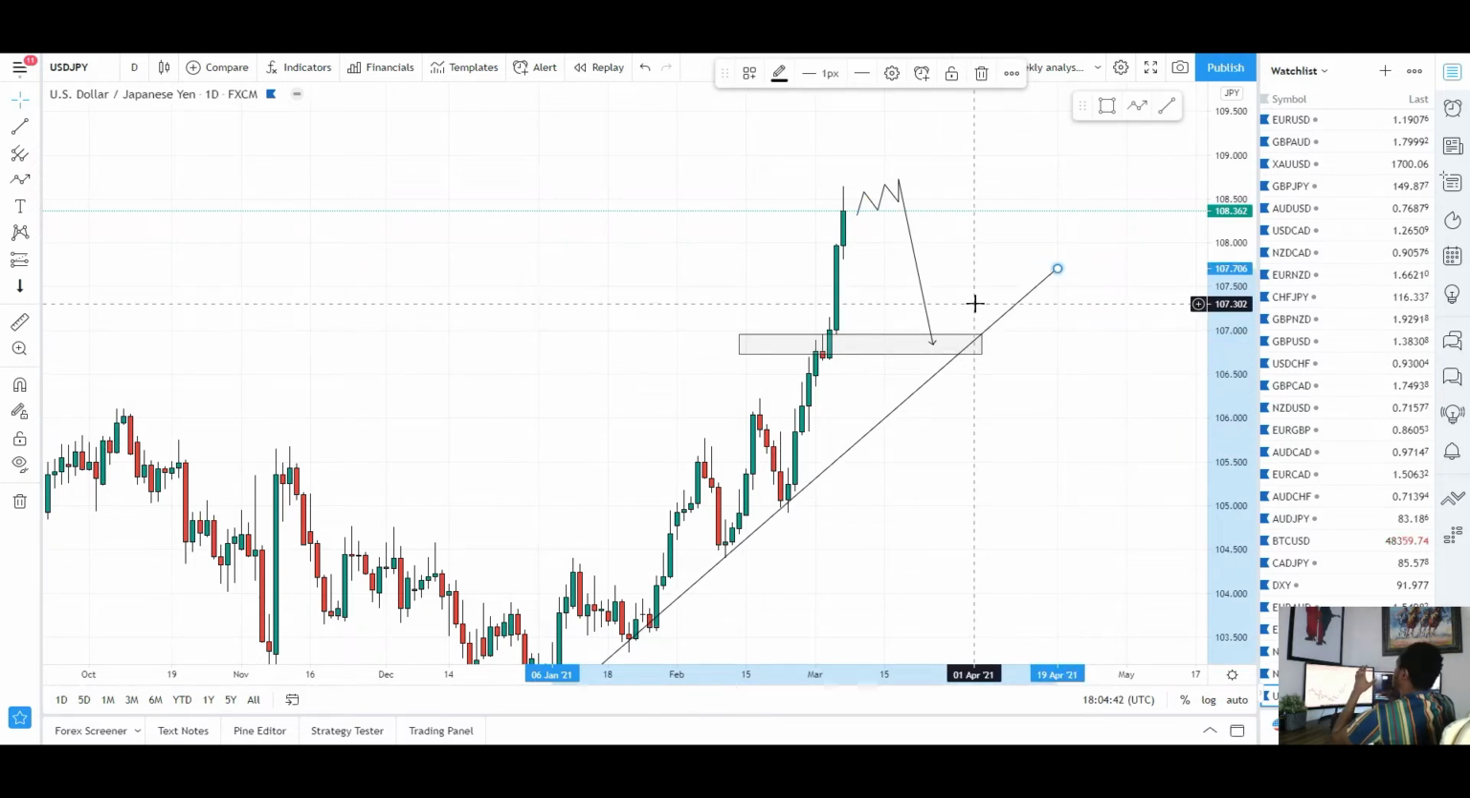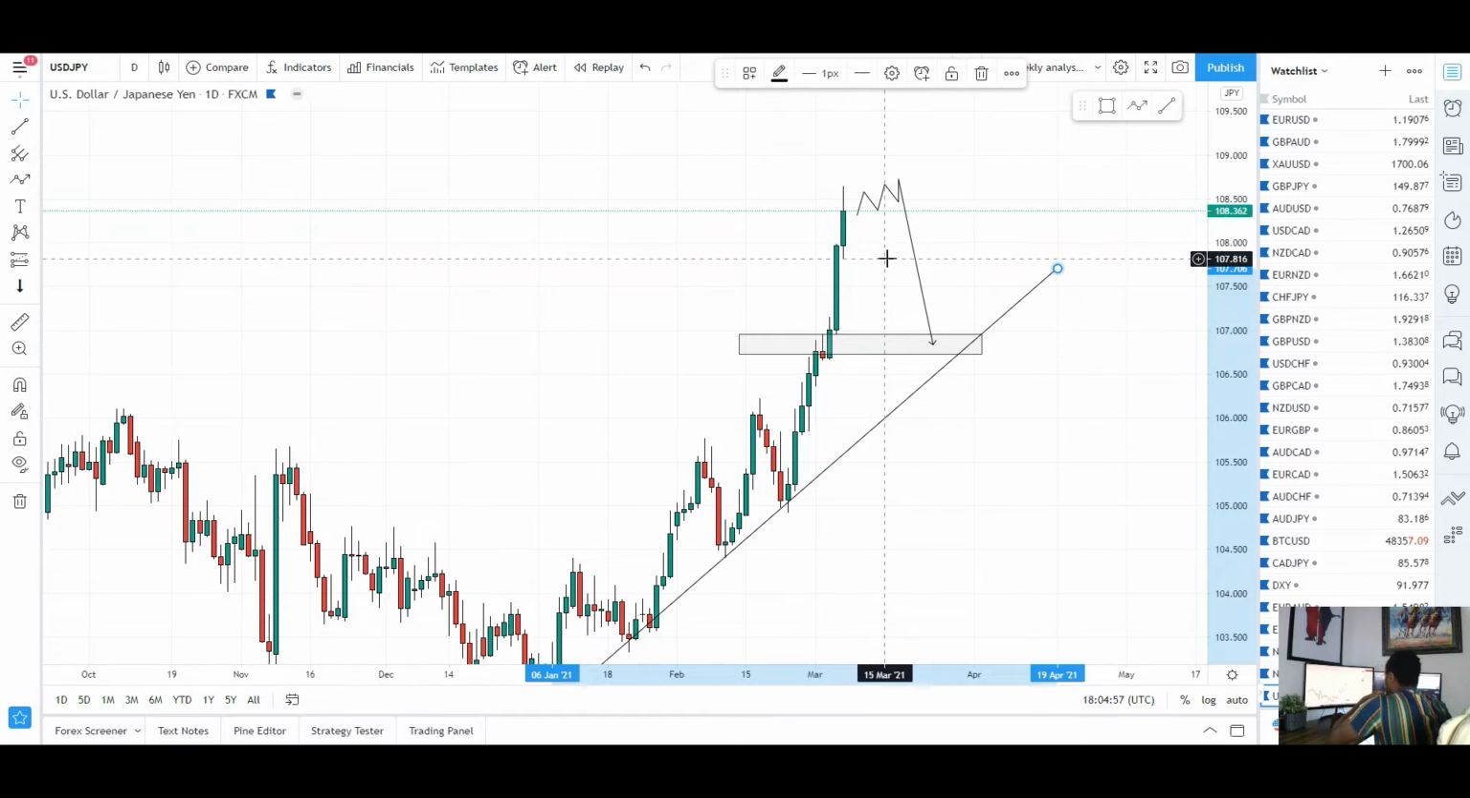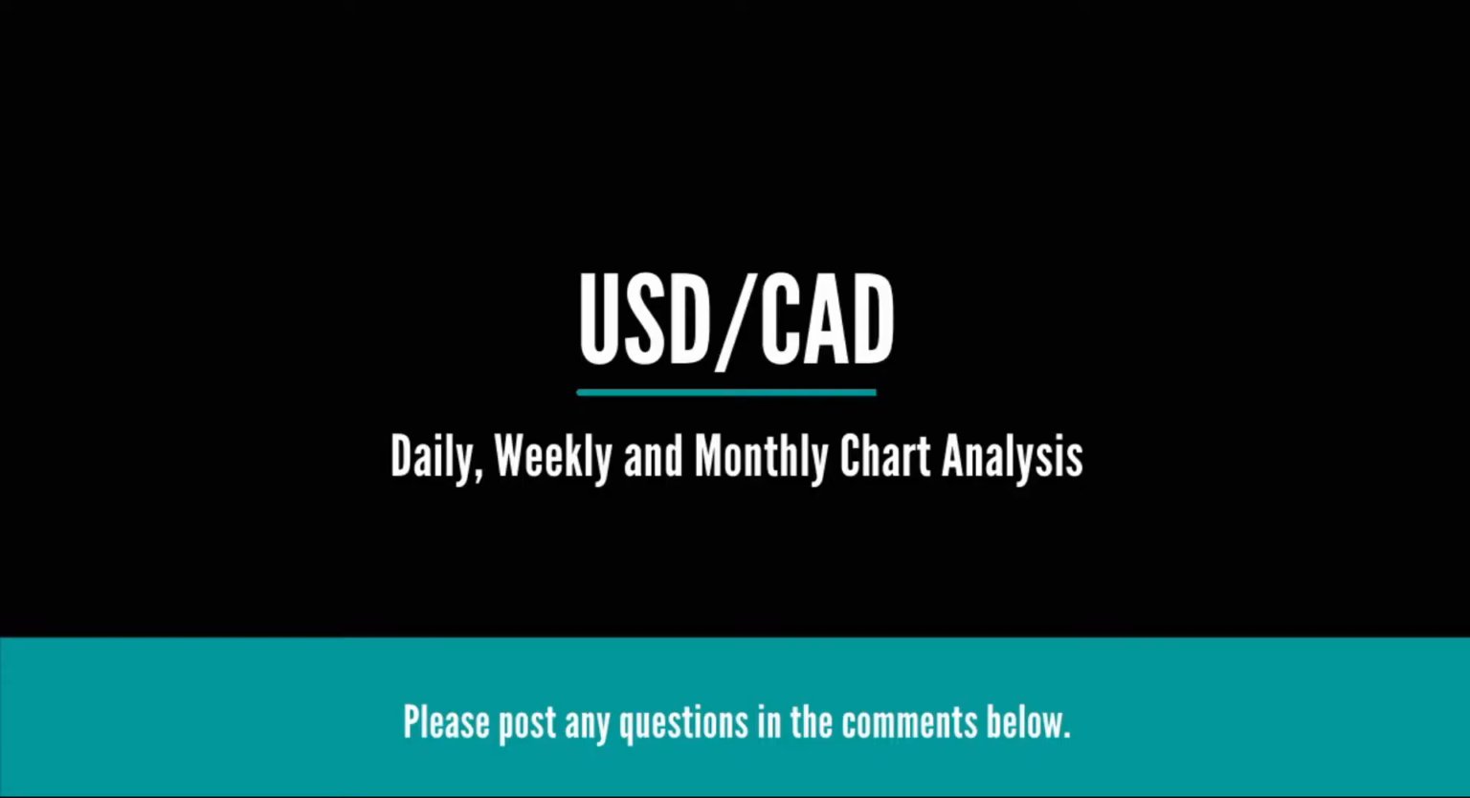So for USD JPY next week, I do expect to see a nice push to the downside, retracing a lot of the bullish momentum that we've seen over the past couple of weeks, but could see price continue to the upside a little bit further first before coming down, so you need to be aware of that for next week. But my bias is to the downside now for USD JPY. And next we've got USD CAD.